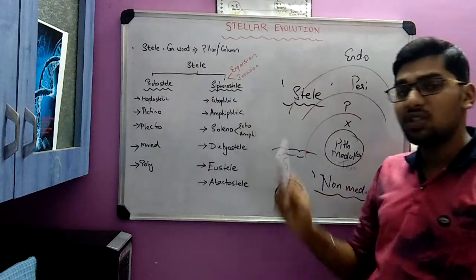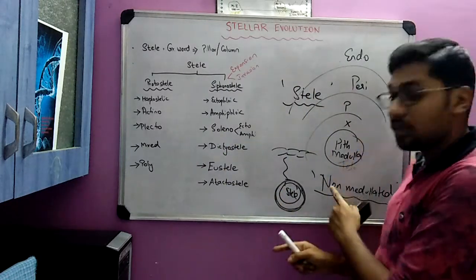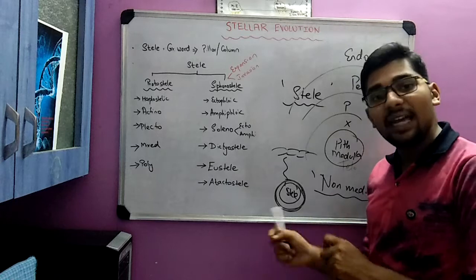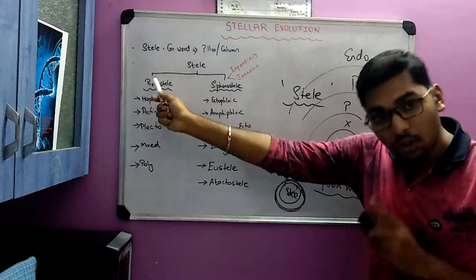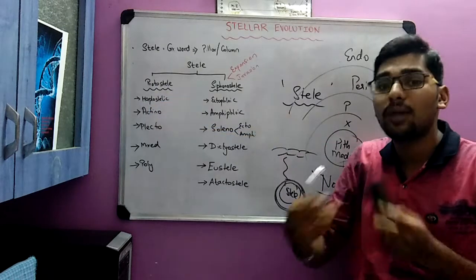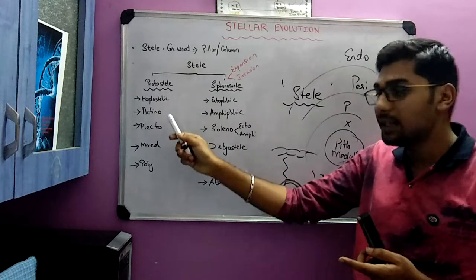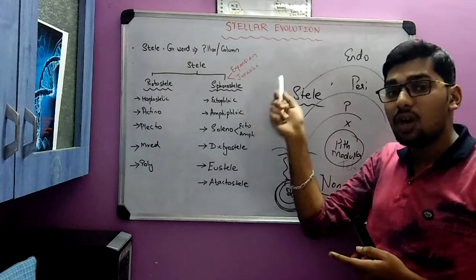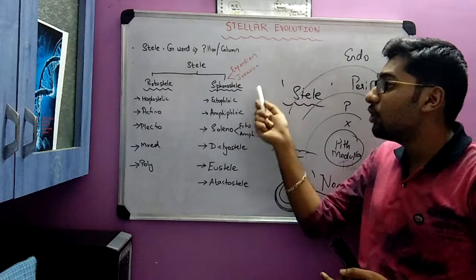We have a second division called siphonostele. In siphonostele, the pith or medulla is present. Hence it is also called a medulated stele. Protostele is called a non-medulated stele because medulla or pith is absent, and siphonostele is called a medulated stele because pith is present.